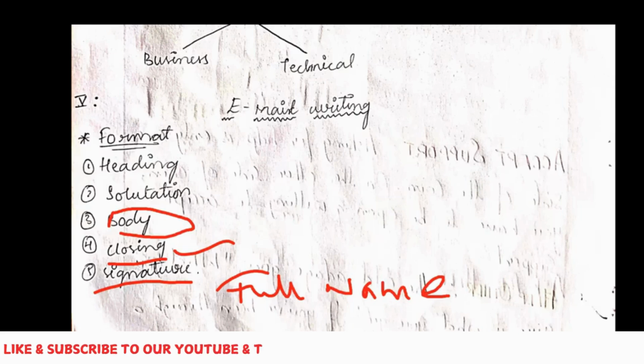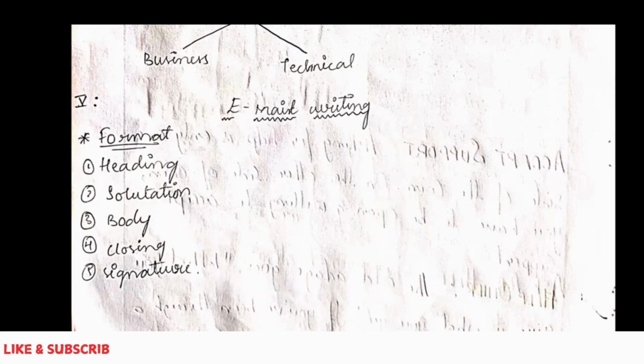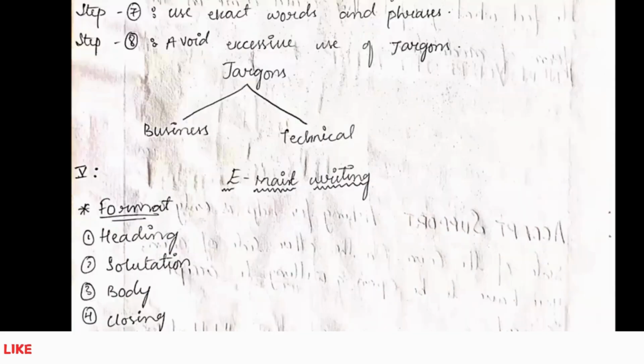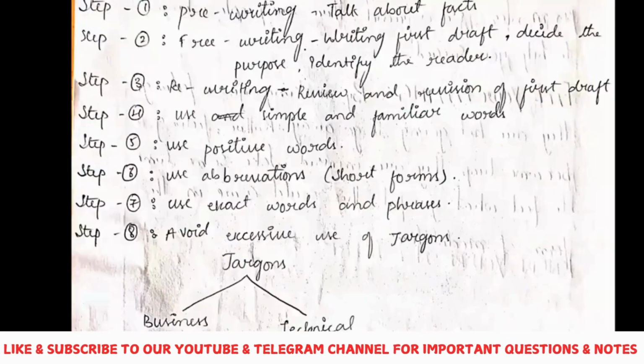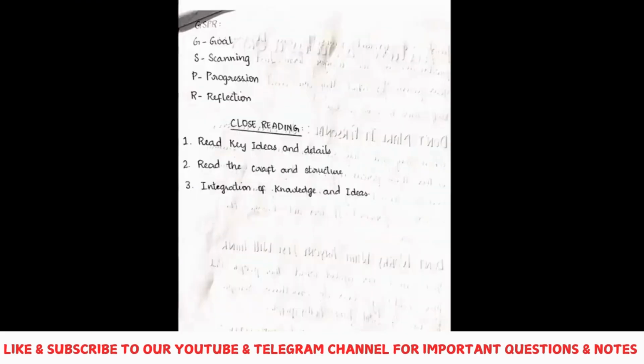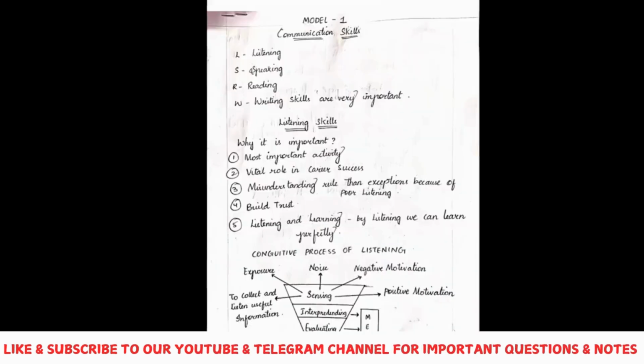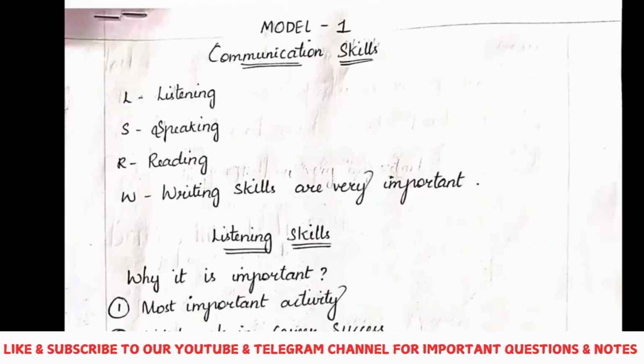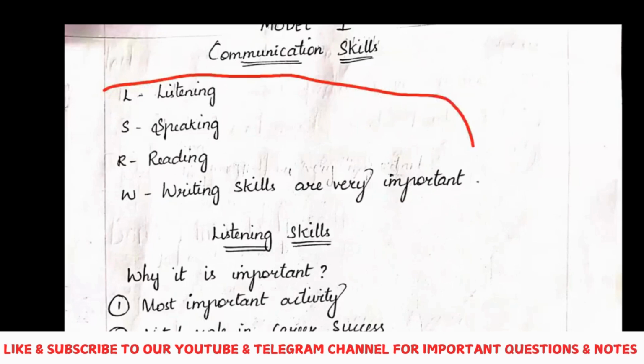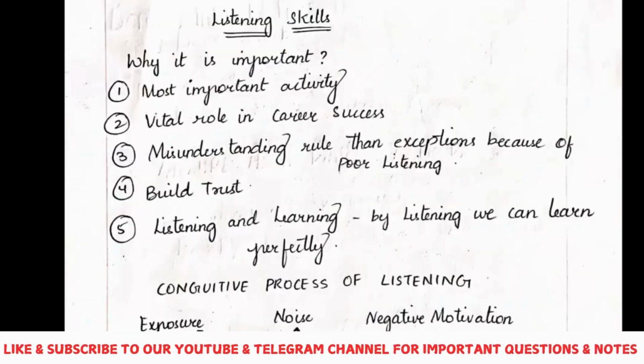Clear. Here we finish 4 tools of communication skills, verbal skills. What are they? LSRW. Do you remember LSRW? LSRW: listening, speaking, reading, and writing. These are the 4 very important tools for communication skills. Please remember. Okay, now fifth module is the digital literacy.